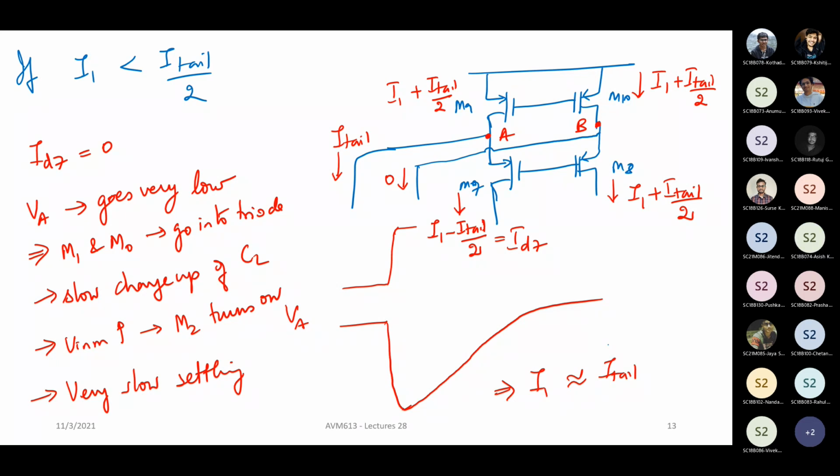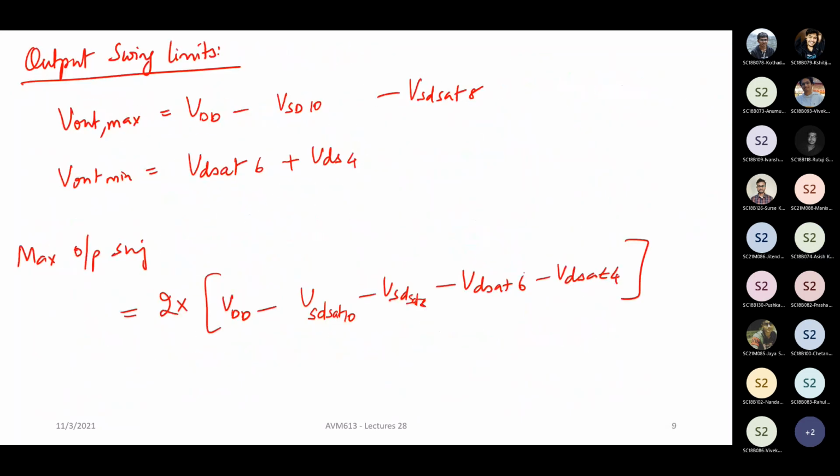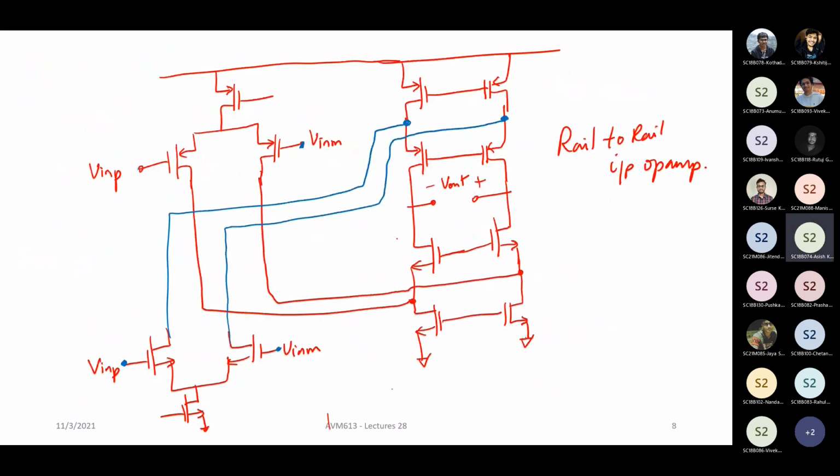Any questions? Yes, sir, in rail-to-rail OTA, so can you go to that diagram once? Yes, sir. So suppose here we are giving some greater V in P, so that the NMOS part is conducting and the PMOS is not conducting. So there, can we say that the PMOS is in cutoff? It might be operating in triode also. Correct. So yeah, I actually didn't discuss that thing.